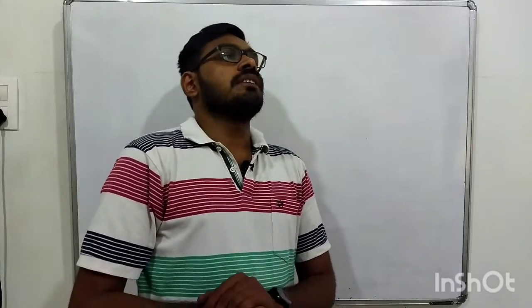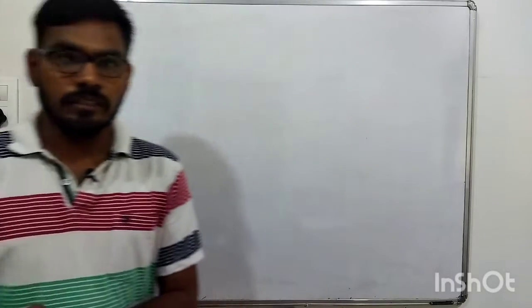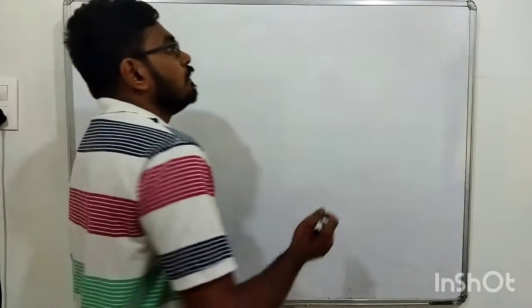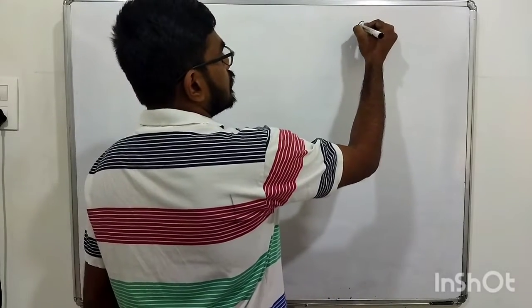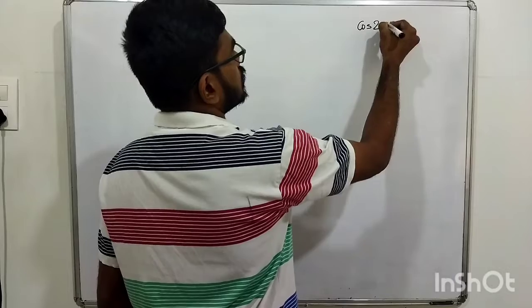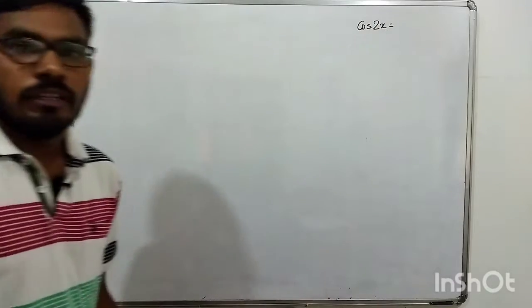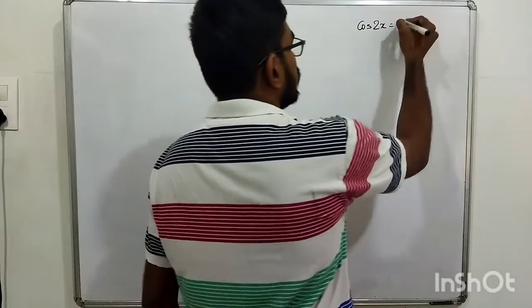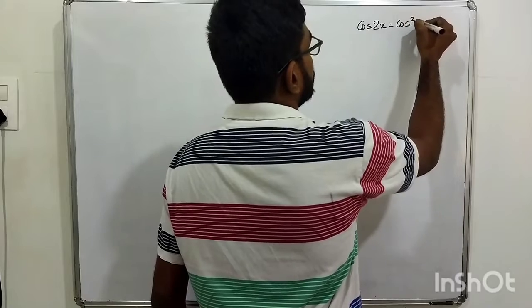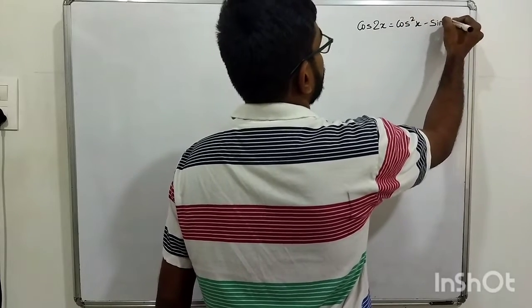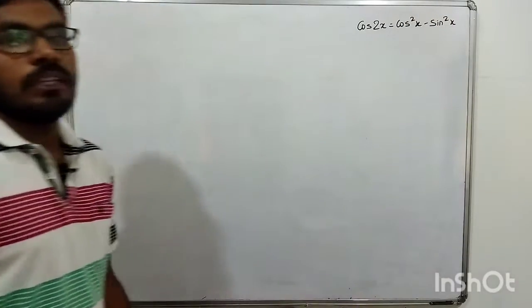So today we will do some problems based on double angles. Before that, we'll write some formulas of double angles. Cos 2x, when we derive it, we get it as cos square x minus sin square x. This is the formula.